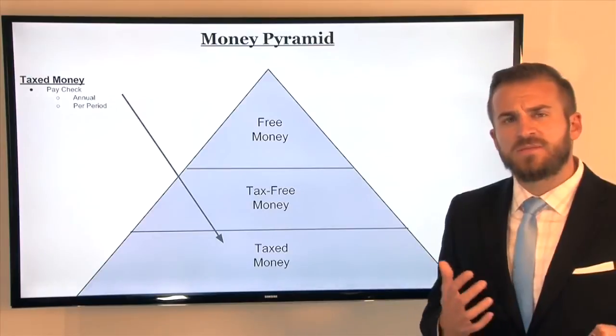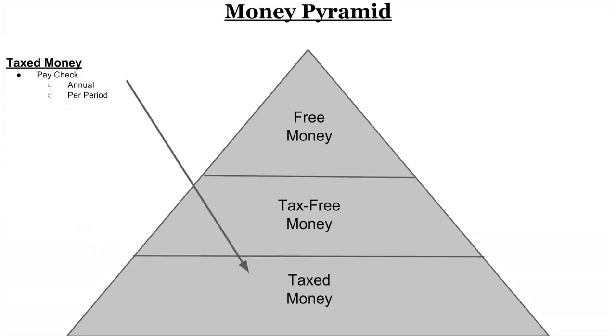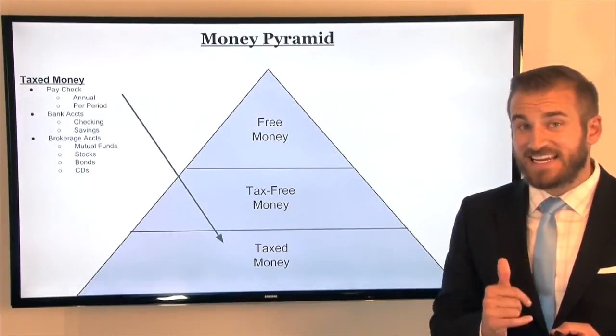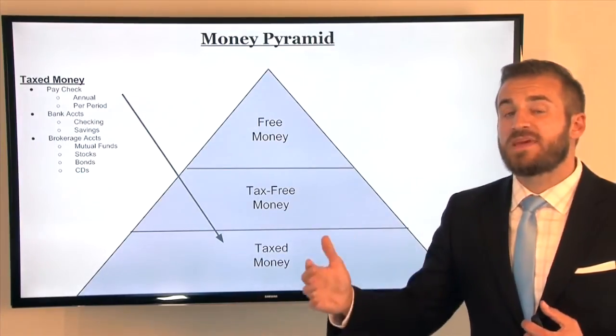Then I say, okay, well, give me some other examples of taxed money. They'll say bank account. So I'll take some time and I'll talk about a checking account, a savings account. Maybe it's brokerage accounts as well too that they're going to add into it, which consist of mutual funds, stocks, bonds, CDs. I want to find all this information from the client, but not only do I want to know exactly how much money is in it, but I also want to know where it's being held.